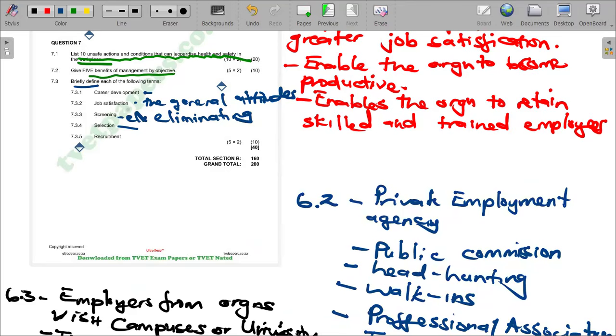And then we also have selection. Selection is the process whereby the organization identifies candidates whose competence meets the requirements. And then recruitment, it is the process of identifying candidates who meet the job requirements outside the organization, right?